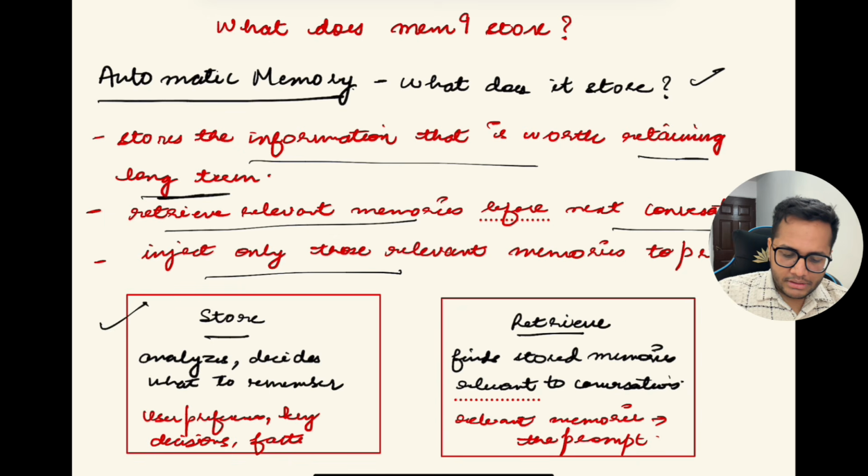So what it basically does, it has two things. One is to store and another is to retrieve. When I say store, it analyzes and decides what exactly to remember, and it can be based upon user preferences, key decisions or some facts. And it also retrieves, that is, it finds stored memories which are relevant to the conversation, and these relevant memories are then injected via the prompt to that agent.